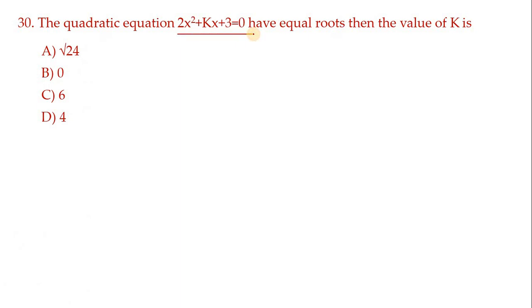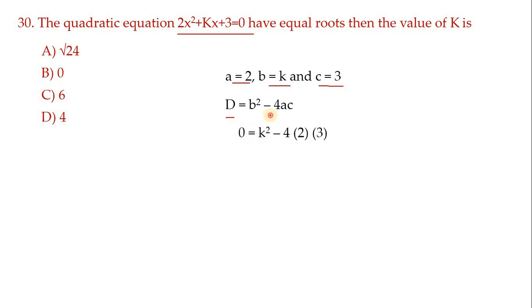The equation is in standard form, hence identify the a, b, c values. The a value is 2, b value is k, c value is 3. Write the discriminant finding formula, that is b square minus 4ac. Now in the place of D you write 0 because this whole value should be equal to 0. Hence in the place of D I have written 0.